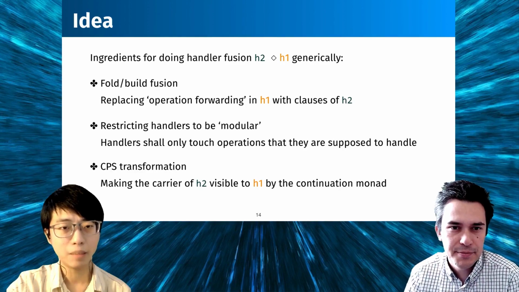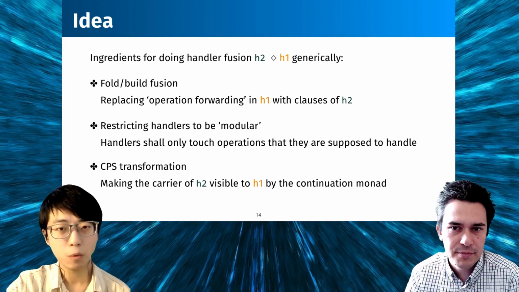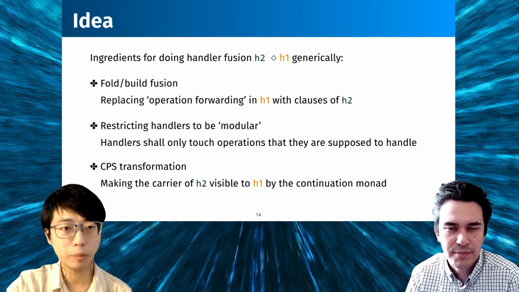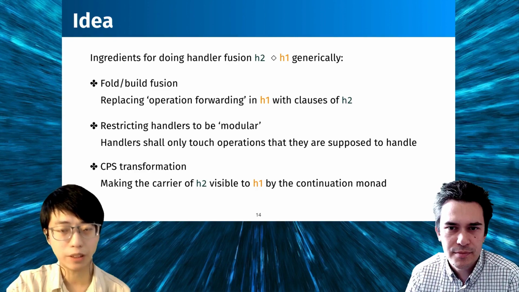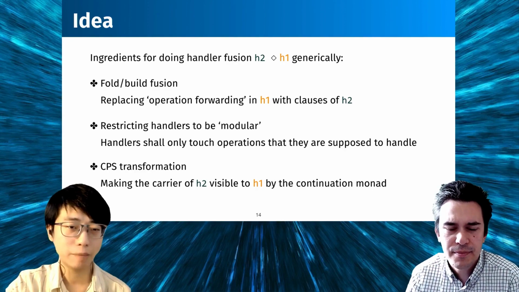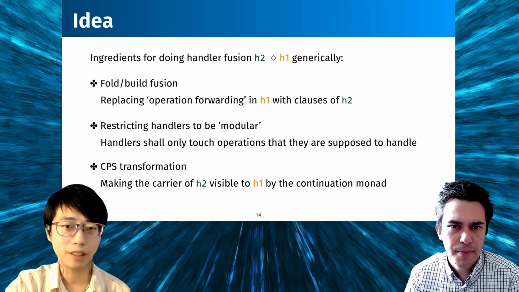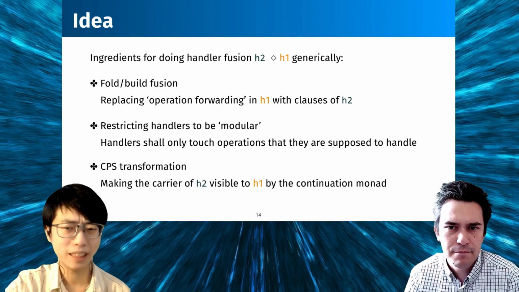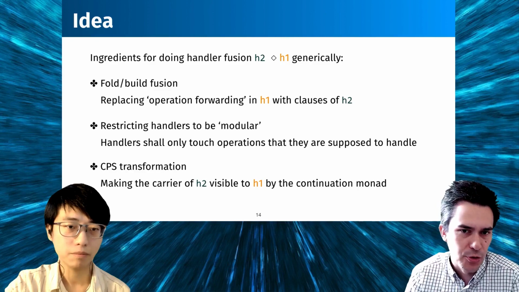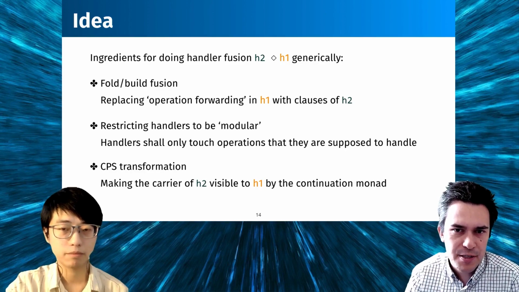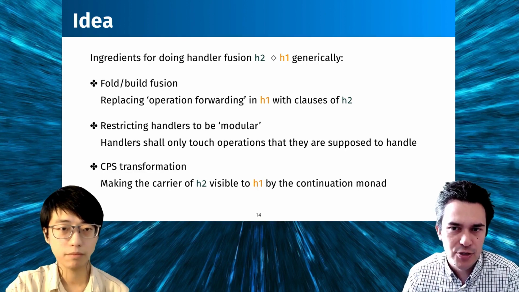I see. But there's one more serious problem. When H1 says an operation meant to be handled by H2, I don't see how you can use the clauses of H2 to handle this operation. Simply because the carrier of H2 is not computed yet, right? It is only computed after H1 finishes. Well, that's true. But I think this can be fixed by the classic CPS transformation trick.